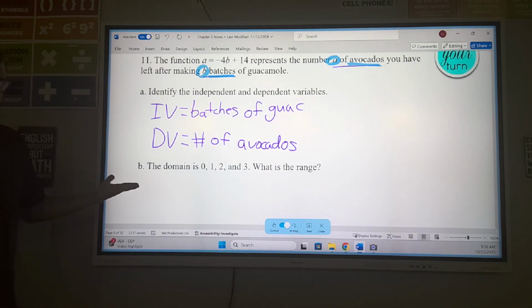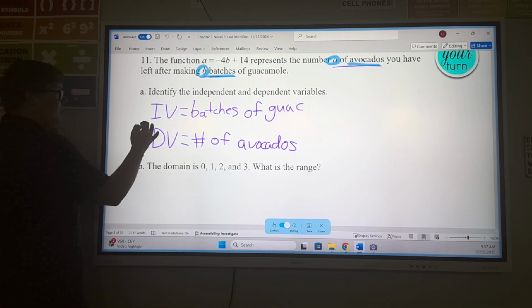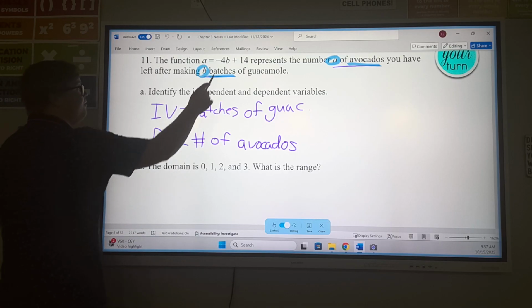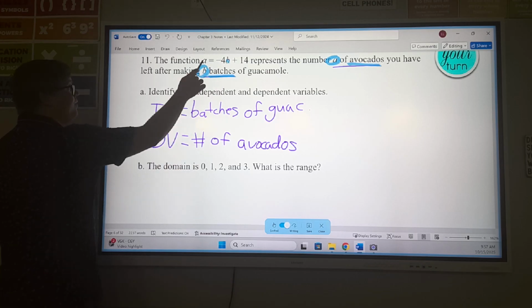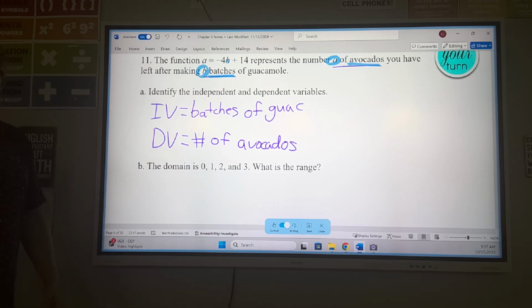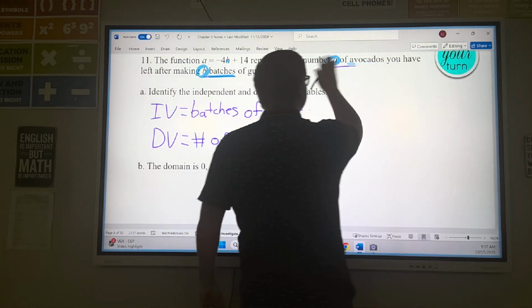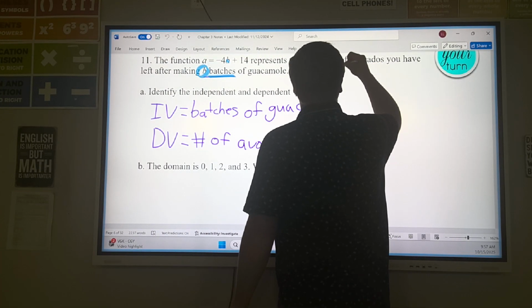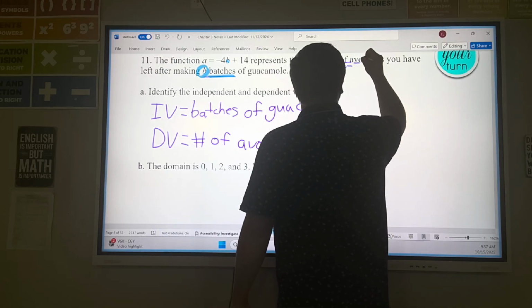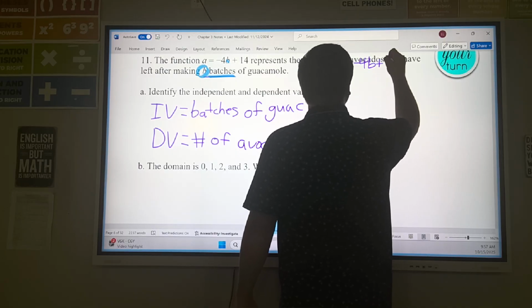Once you know those two, we're able to find our range with the domain that is given, which is 0, 1, 2, and 3. So remember, b represents batches. Batches is our independent variable, so we're going to plug it in for b to get the number of avocados left after we make a certain amount of batches. So let's go ahead and do that. I am going to write my equation up here and scroll down. a equals negative 4b plus 14.